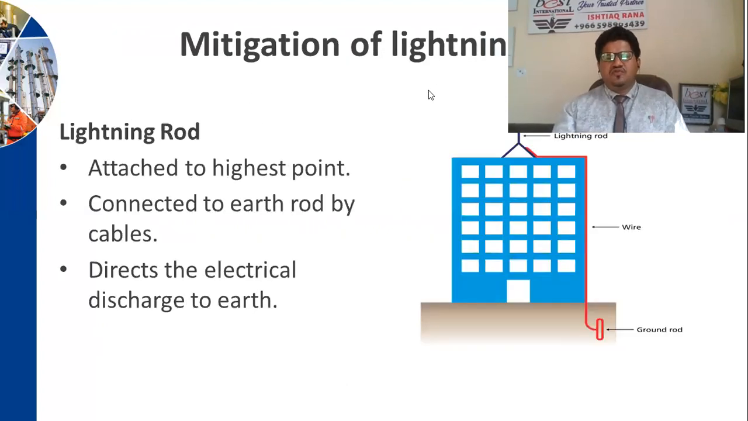Look at the mitigation of lightning strike with the lightning rod and the wire, and we make the grounding the other way around, with the ground rod. Hopefully the diagram will give you a clear understanding, because sky lightning, of course, is a terrible hazard. The lightning rod is attached to the highest point and connected to the earth rod by cable, directing the electrical discharge to the earth.